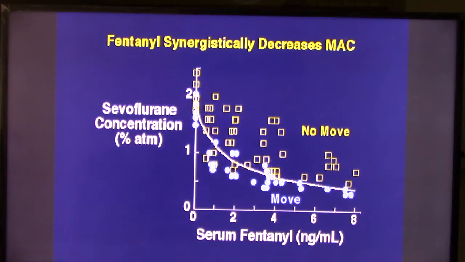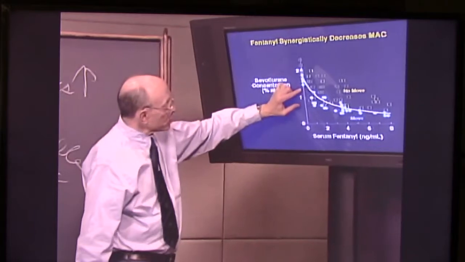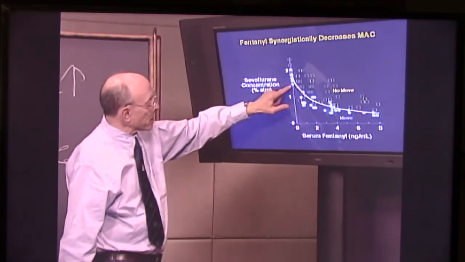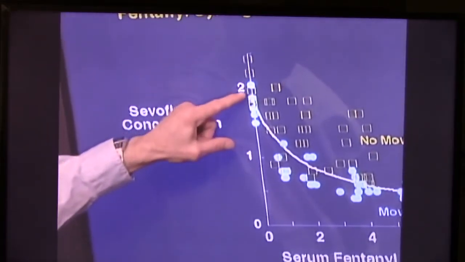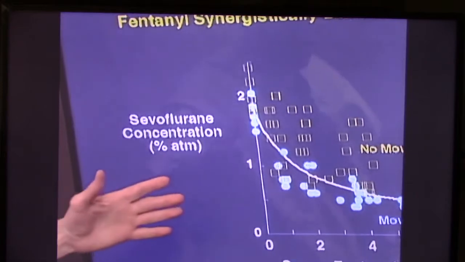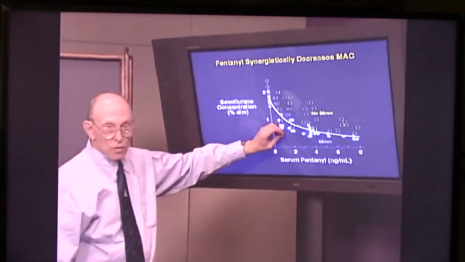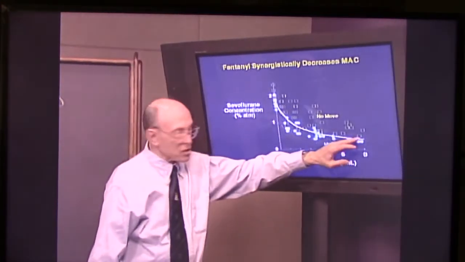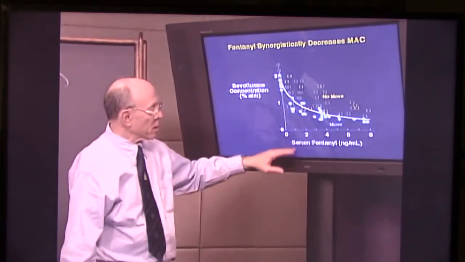So this is the sevoflurane concentration that is MAC, and this is without any fentanyl. So here are the patients who moved in response to surgical stimulation. The blue dots and the open squares are the ones who failed to move. And the point of this slide is to show you that as we increase the serum fluoride levels, we never reach MAC, but there is an acute response at these lower concentrations, which almost equal the responses at much higher concentrations, suggesting the synergistic interaction between opioids and anesthetic requirements.